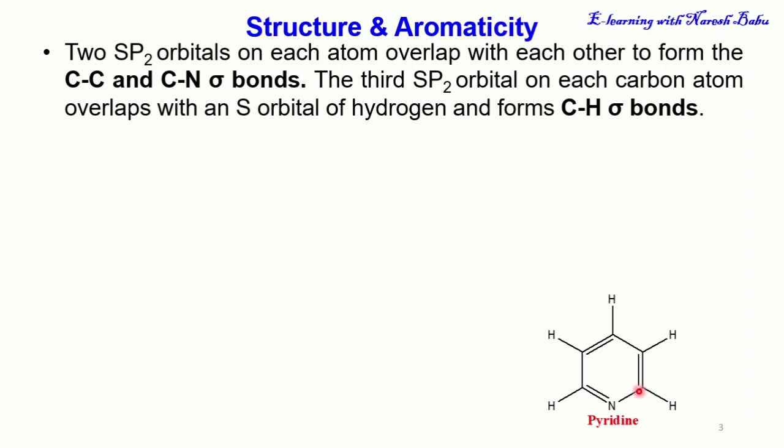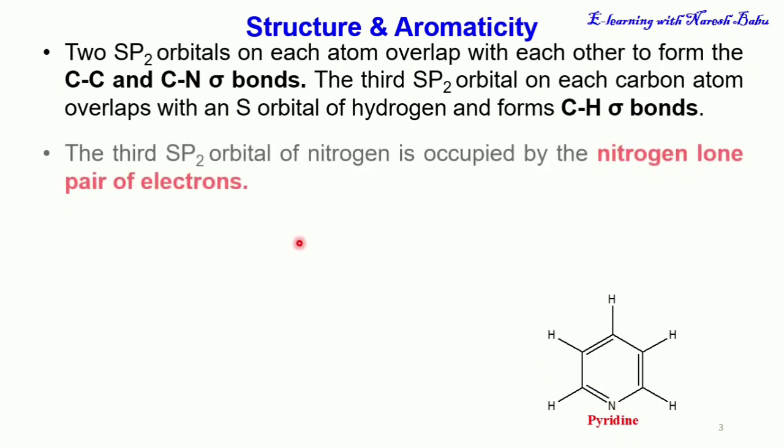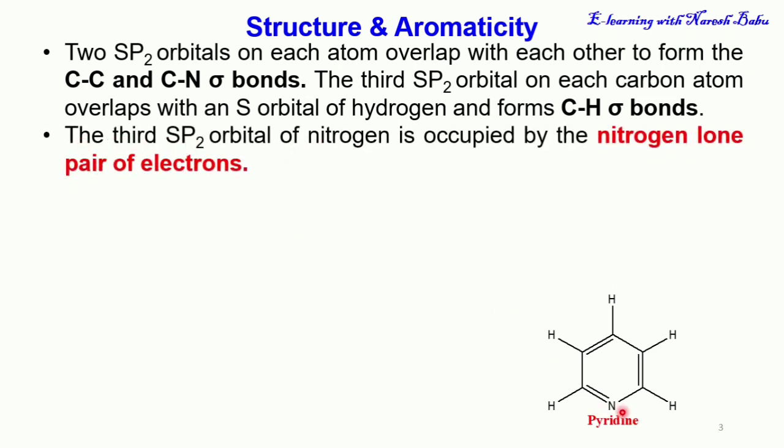The three sp2 orbitals are completely utilized by all the carbon atoms, but in nitrogen only two sp2 orbitals are utilized to form sigma bonds, and one sp2 orbital is present as such. As shown in the previous slide, the yellow sp2 orbital holds the lone pair of electrons. We know that nitrogen has a lone pair of electrons, and this lone pair occupies the third sp2 orbital of nitrogen.